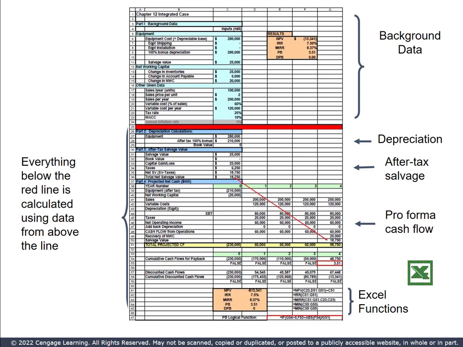This shows the whole worksheet with the various sections highlighted. All background data at the top. Note the red line. Everything below the red line should be picked up from or calculated from something above the red line. Next comes the depreciation section, after-tax salvage value, the pro forma cash flow, and finally the Excel functions. This Excel example is posted with this lesson for a closer review.